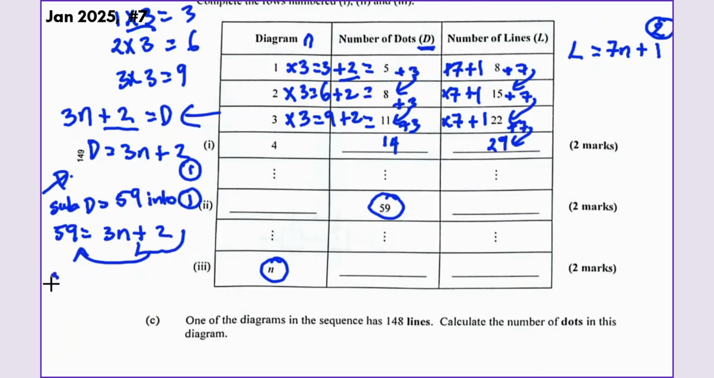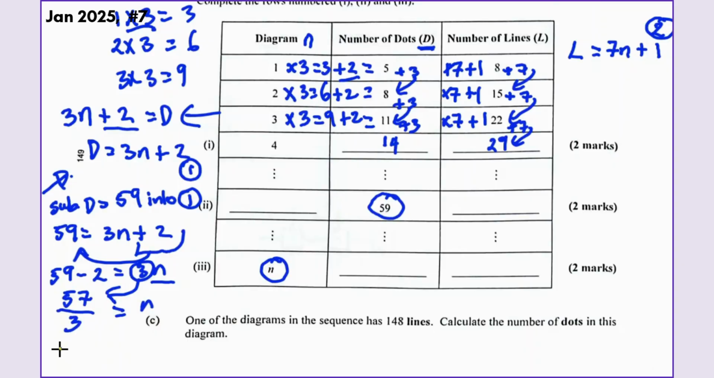So this becomes 59 minus 2 is equal to 3n. And then we still only want n on one side, which means we need to move across the 3. And what are we doing with the 3 on the right hand side? 3 multiplied by n. So when we carry it across, here 59 minus 2 would give you 57. When you carry across this 3, you're going to do the opposite of multiply, which in this case is divide.